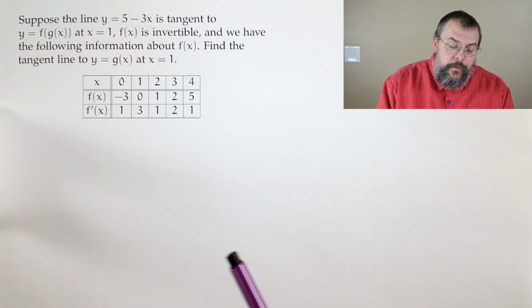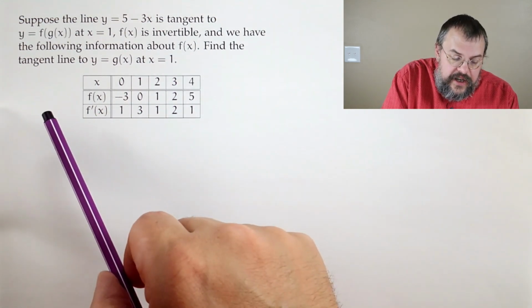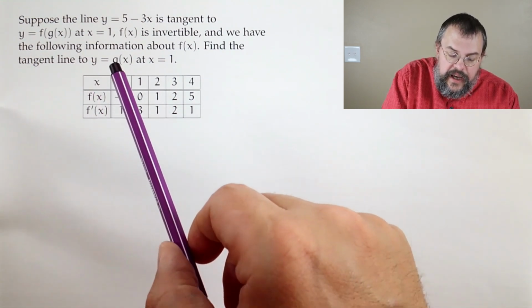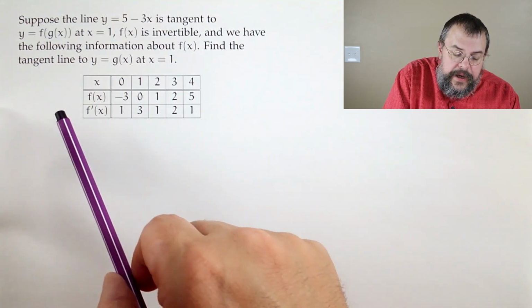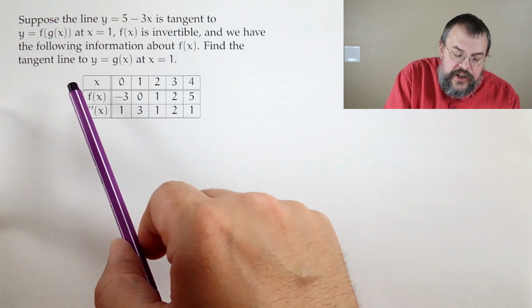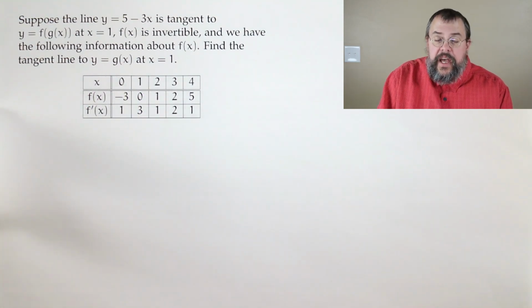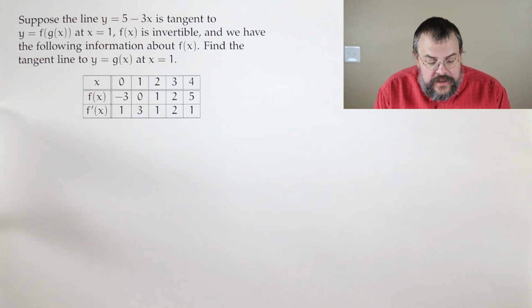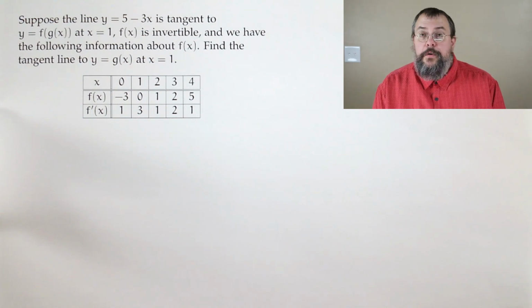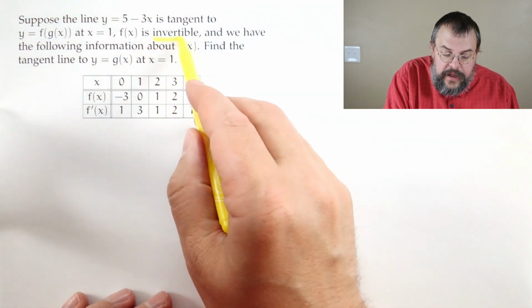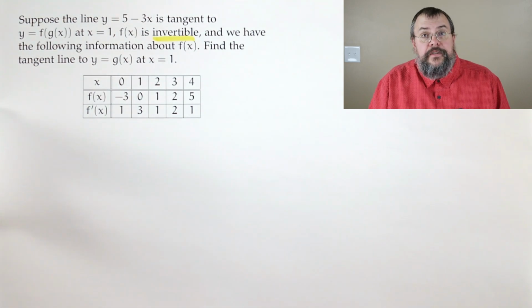Suppose the line y equals 5 minus 3x is tangent to y equals f of g of x at x equals 1. F of x is invertible, and we have the following information about f of x. And the question is, find the tangent line to y equals g of x at x equals 1. Well, isn't that interesting? There's a new word we haven't really seen before, but we will be seeing a lot more in a future session, which is invertible. That's a fun way of saying it has an inverse.